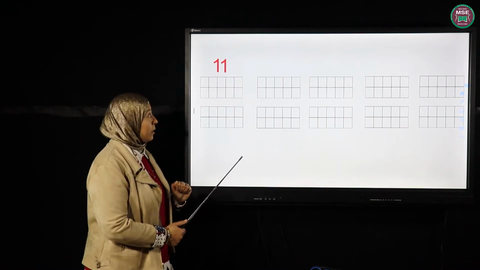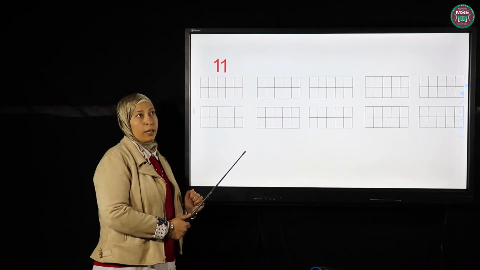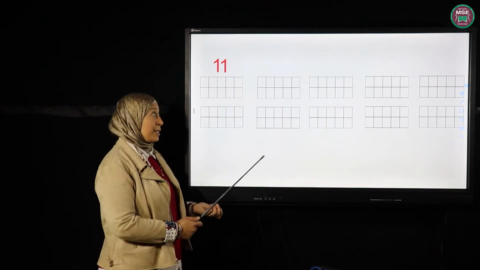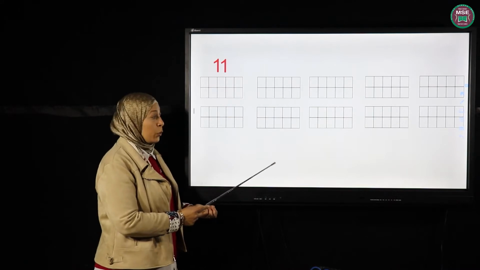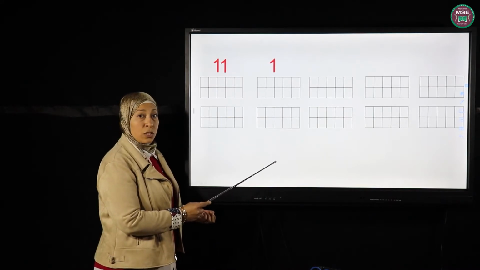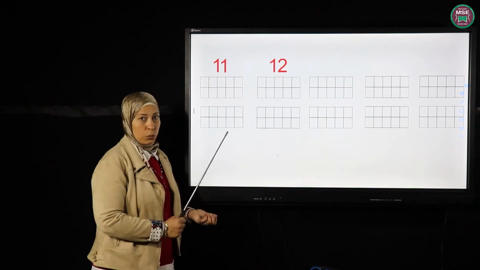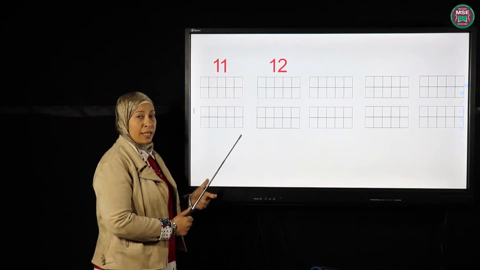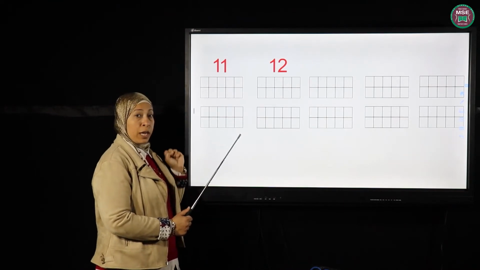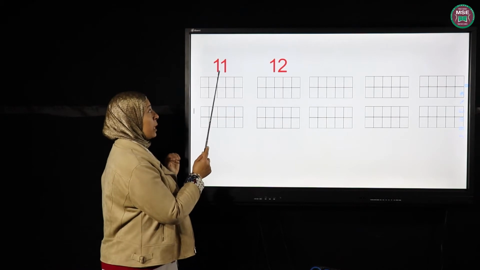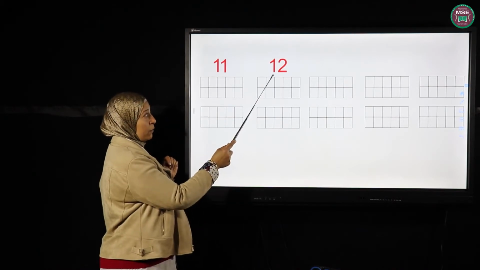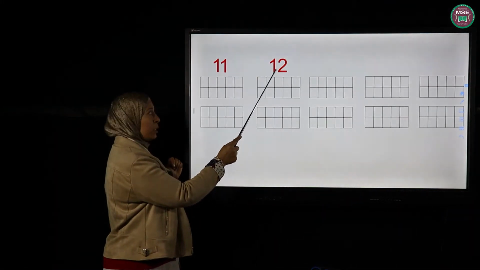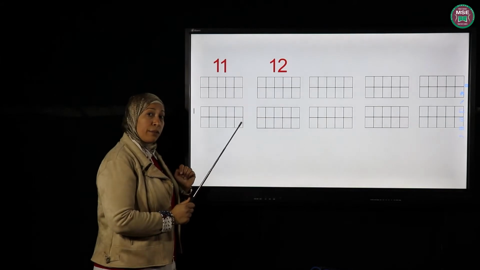Okay? Then, what comes after 11? 12. Okay, how can I write 12? Who knows? Let's see. Number 12 also starts with 1, but this time 1 and 2. So 10 was 1 and 0. To write 11, I took away the 0 and I wrote another 1 and 1. And to write 12, okay, I took off the 1 and I wrote 2. 1 and 2.